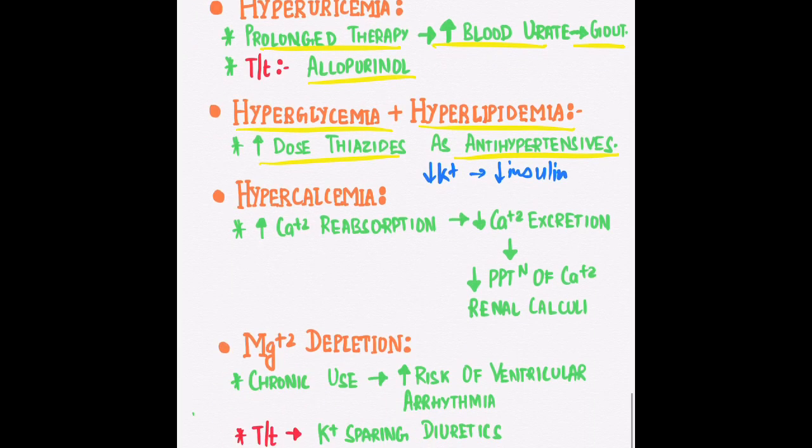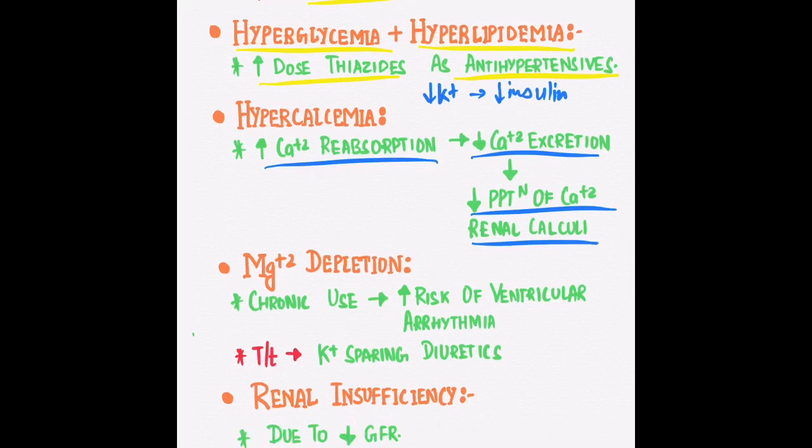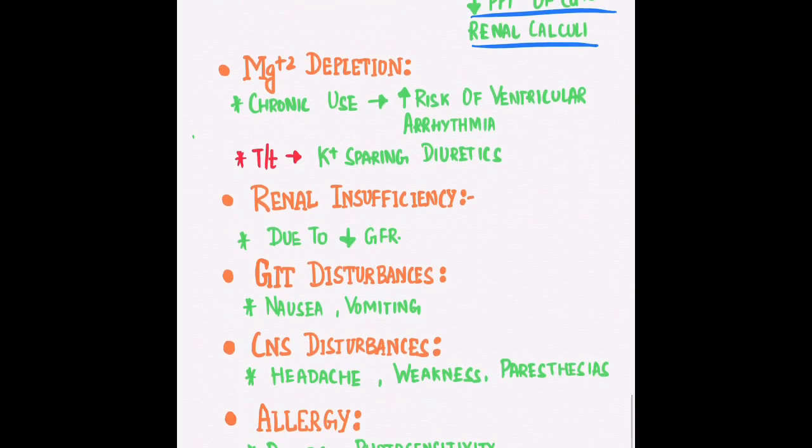Another adverse effect of thiazides is hypercalcemia. It occurs as calcium reabsorption in the body increases, leading to decreased calcium excretion, and this reduces the risk of precipitation of calcium renal calculi. Prolonged use of thiazides may also cause magnesium depletion within the body. This can increase the risk of ventricular arrhythmias. This condition can be treated with the use of potassium-sparing diuretics.